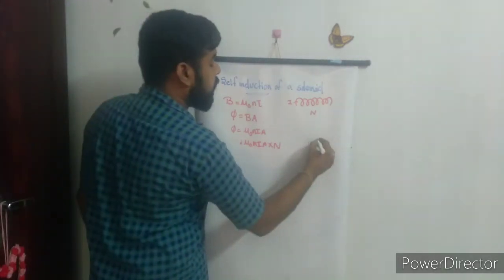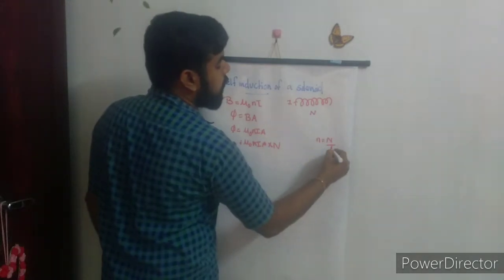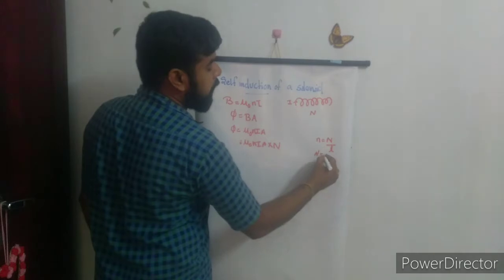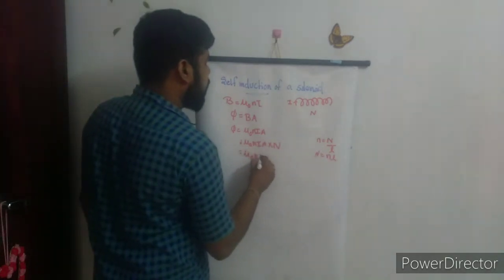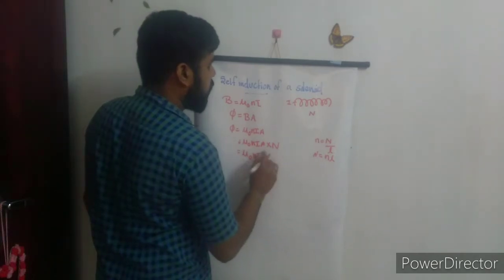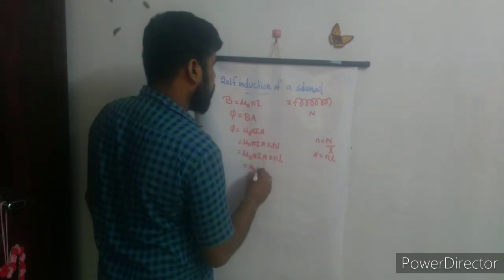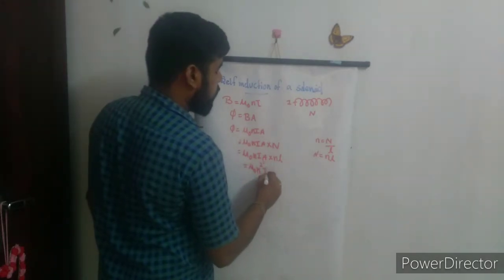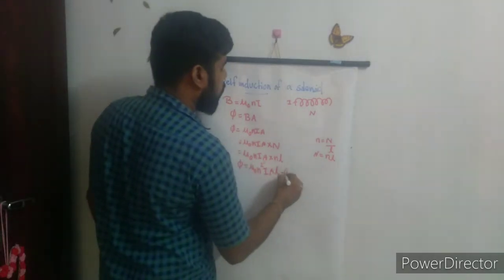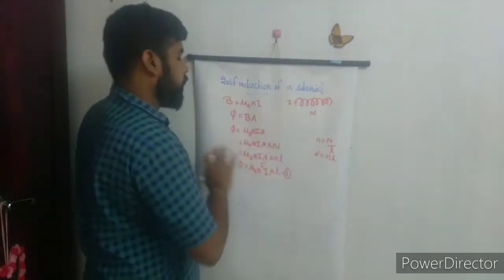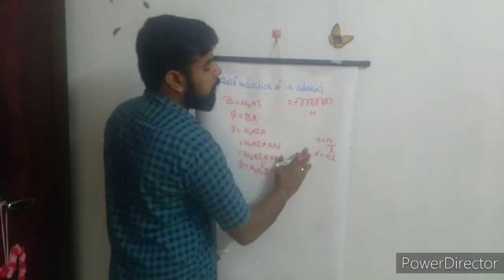We know n is the number of turns per unit length, so capital N can be defined as n into L. Substituting this value, we get mu 0 n I A into n into L, so mu 0 n square I A L. This is the first equation, the flux change with the entire solenoid.